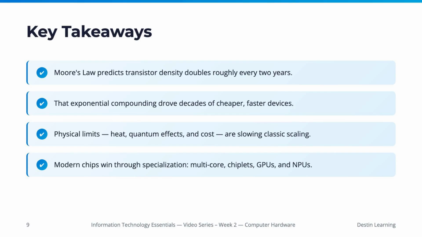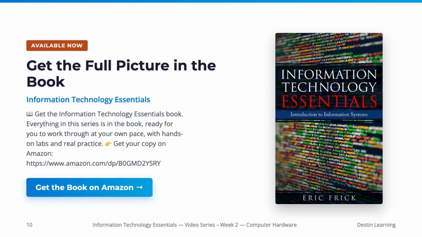Let's summarize Chapter 2. We explored how Moore's law shaped the modern digital landscape, the physical boundaries facing traditional microprocessors, and the innovative specialized architectures sustaining today's performance gains.